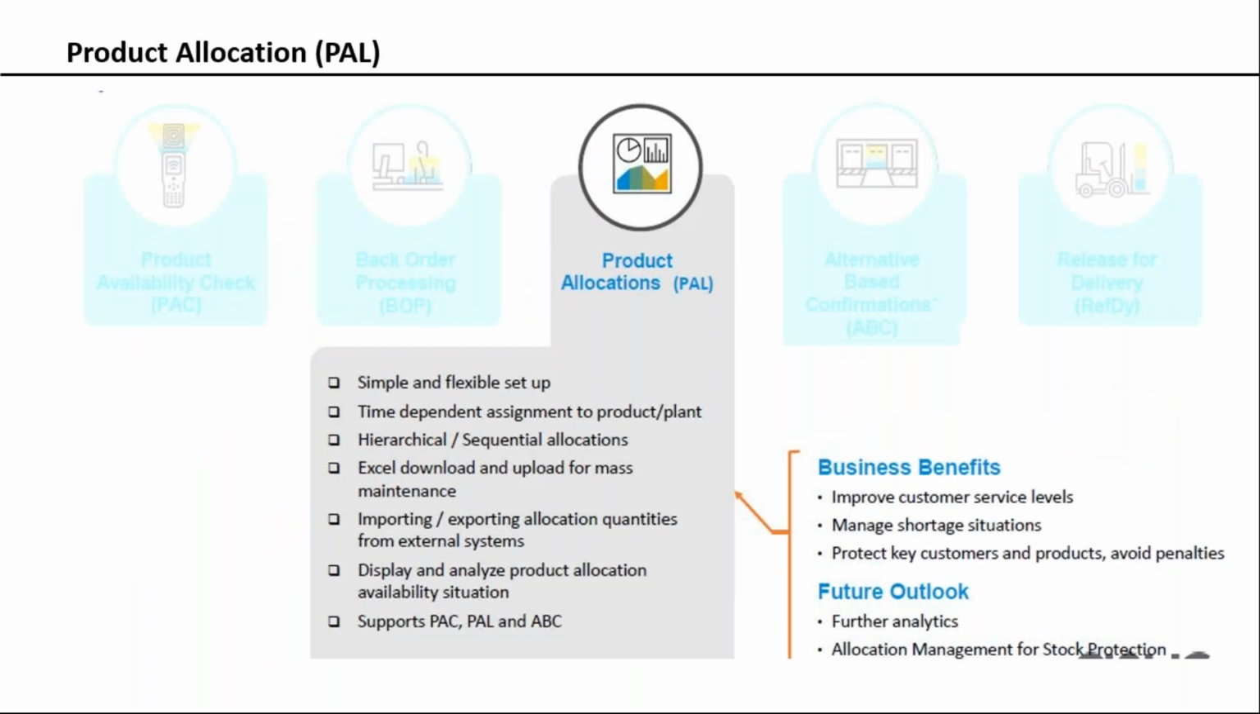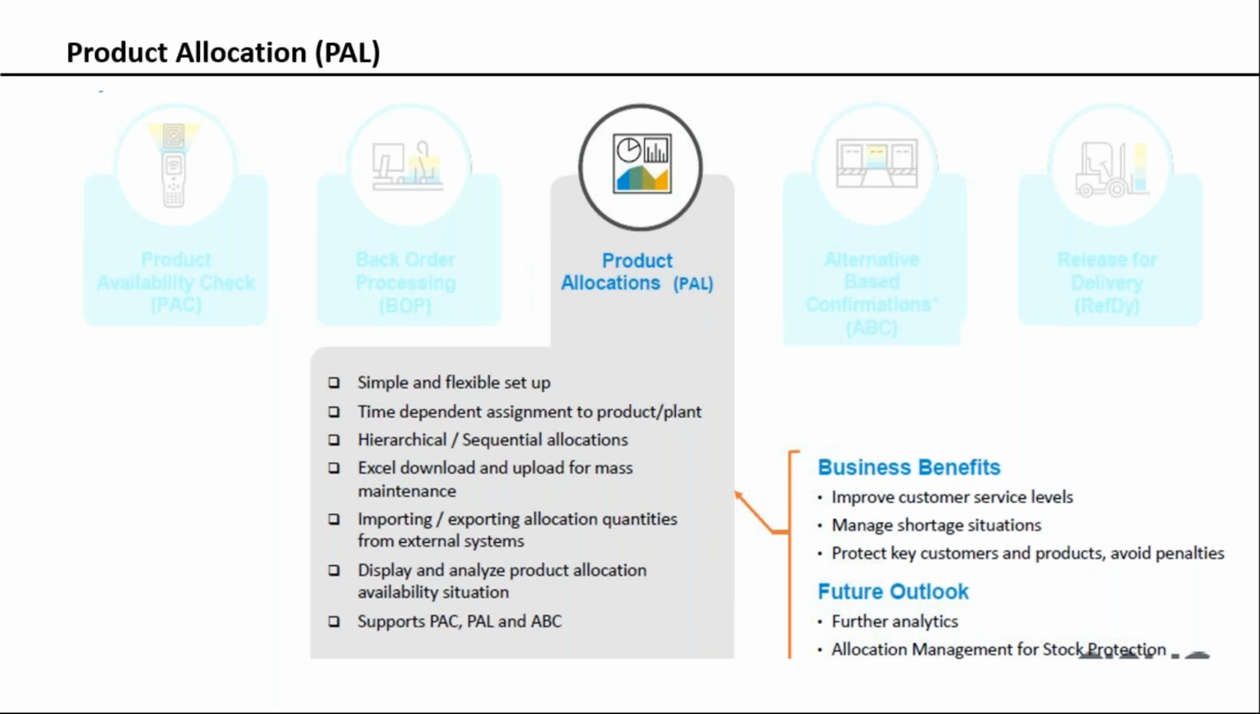The other functionality is product allocation. The main objective of this functionality is to protect the inventory in cases where demand is higher than the supply. In that case, if clients are not allocating inventory to the customers, there is a possibility that a few customers consume all the inventory. Then the other customers will be impacted.